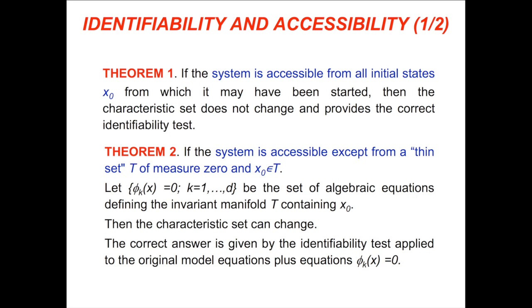And the result is that we have shown, I go fast, if some people are interested I can go into the details, that if the system is accessible from every initial state, the check of identifiability works correctly. But if the system is accessible except from a thin set of measure zero of initial conditions, and your initial condition belongs to this thin set, then the check that I showed you before doesn't work correctly. We have shown that the correct answer to the identifiability problem is given by the identifiability test applied to the original model plus the equation describing this invariant set, where the evolution of the system is constrained.